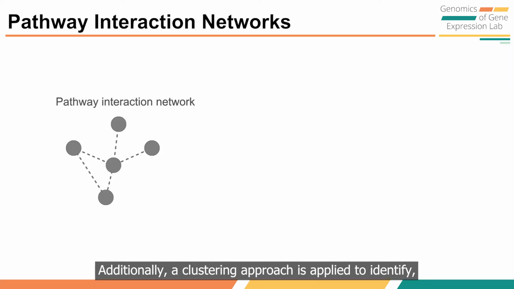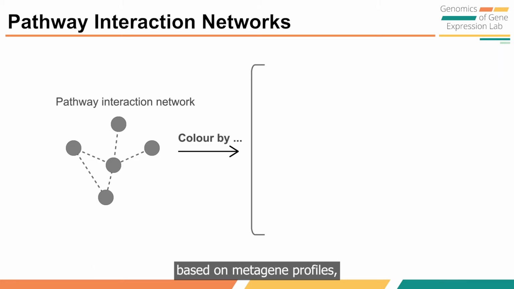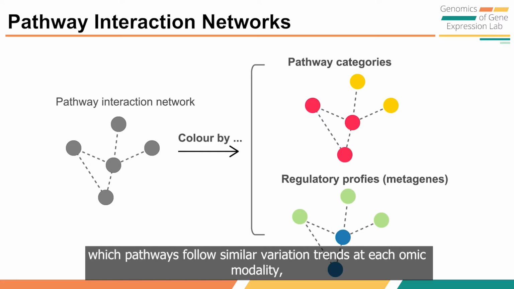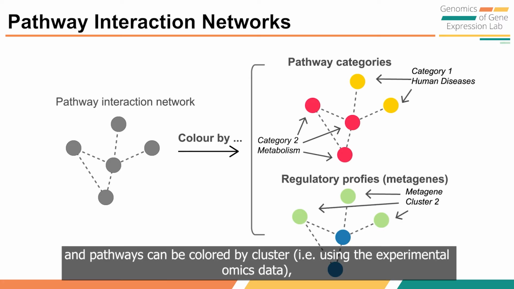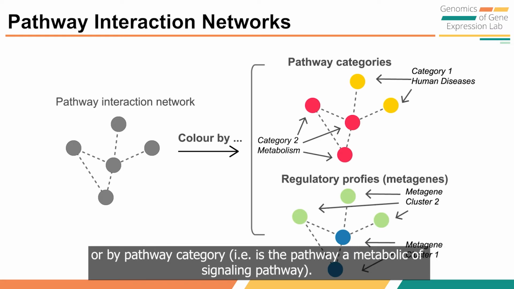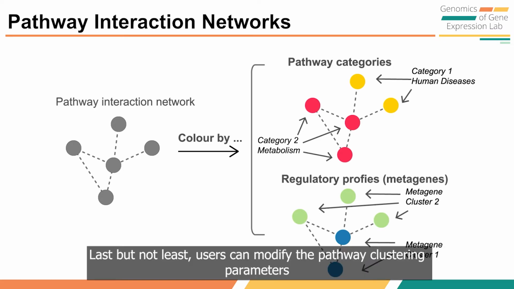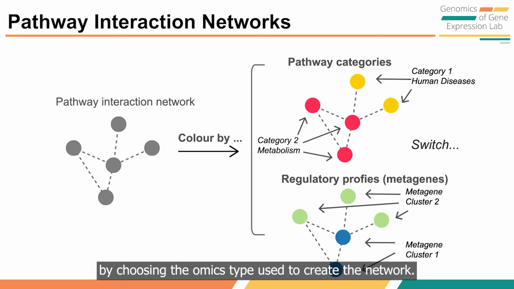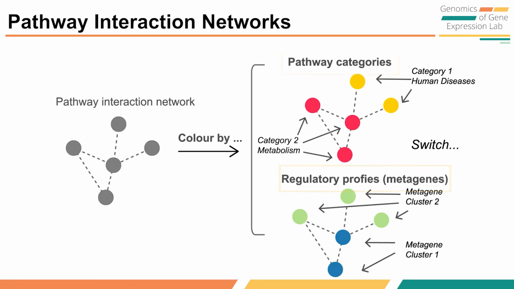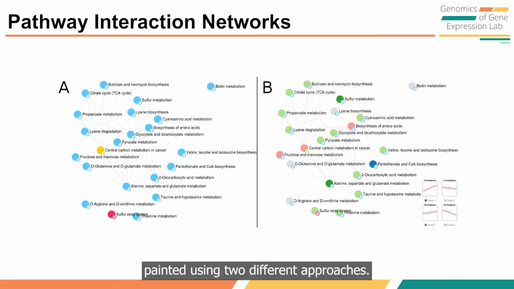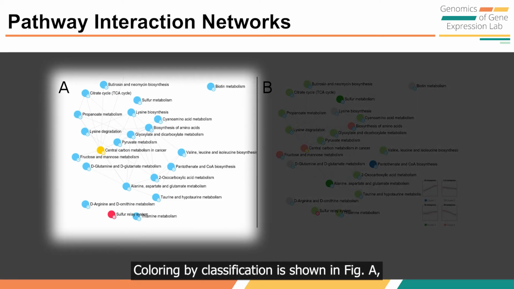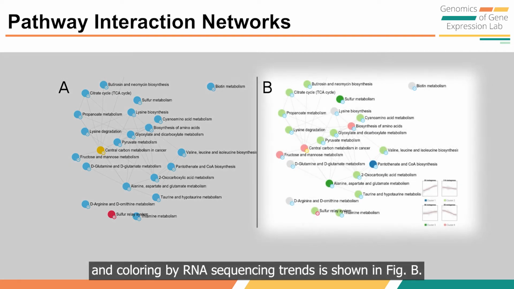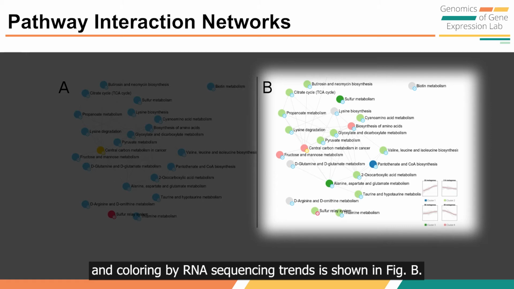Additionally, a clustering approach is applied to identify, based on metagene profiles, which pathways follow similar variation trends at each omic modality, and pathways can be colored by cluster, or by pathway category. Last but not least, users can modify the pathway clustering parameters to adjust their number, and can switch the rendering strategy for the network by choosing the omics type used to create the network. The figure shows an example of a network painted using two different approaches. Coloring by classification is shown in Figure A, and coloring by RNA sequencing trends is shown in Figure B.